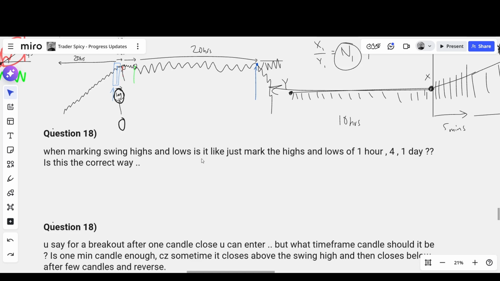When marking swing highs and lows, is it just mark the highs and lows of the 1 hour, 4 hour, and the 1 day? Is this the correct way? Simple answer, yes, it is.